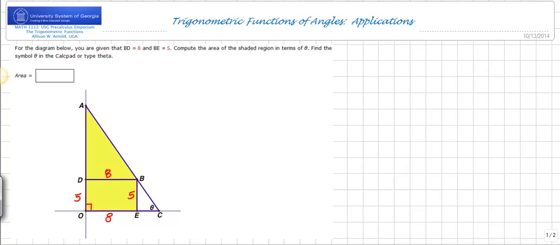You're to compute the area of the shaded region in terms of the angle theta, and it's important to note that theta is kind of way over here in its own little world in the triangle ECB.